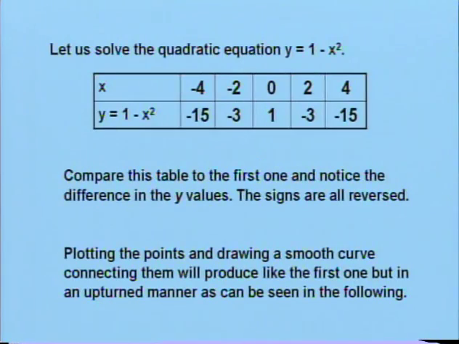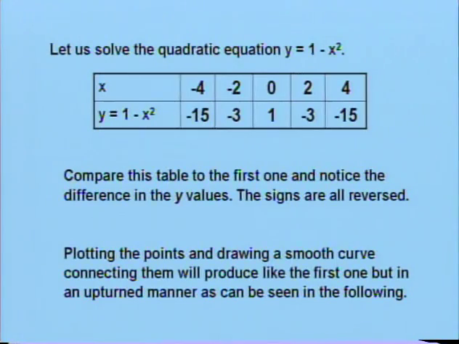When the x values are substituted in the function y equals 1 minus x squared, we will have for -4, -15. For -2, we'll have -3. For 0, we'll have 1. For 2, we'll have -3. And for 4, -15. If we compare this table to the first one, and notice the difference in the y values, the signs are all reversed.